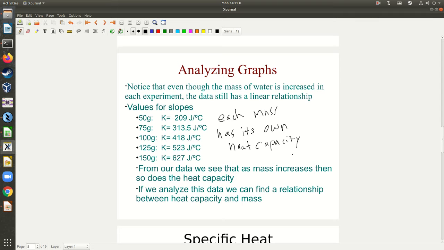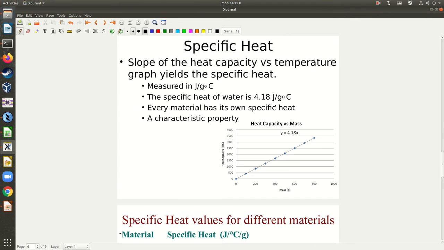And we can find a relationship between the heat capacity and mass. That's called the specific heat, as I mentioned earlier. This is actually called the specific heat capacity. I will simply call it the specific heat. And why is that? Because normally, if we're in a lab, we sometimes go back and forth between heat capacity and specific heat capacity.